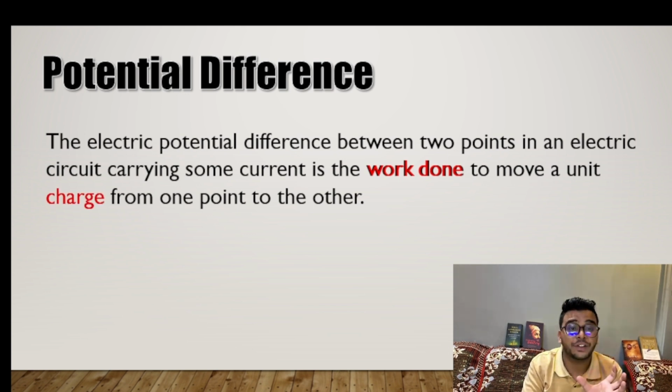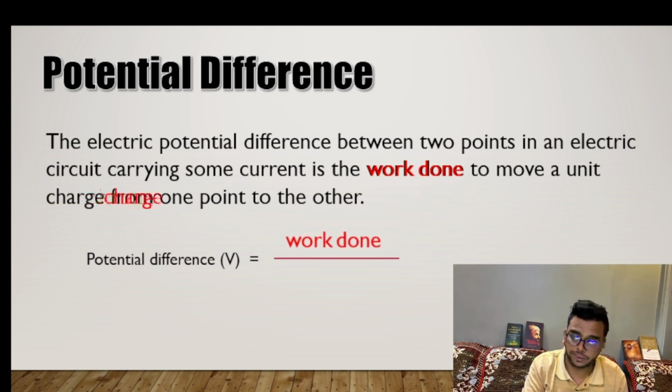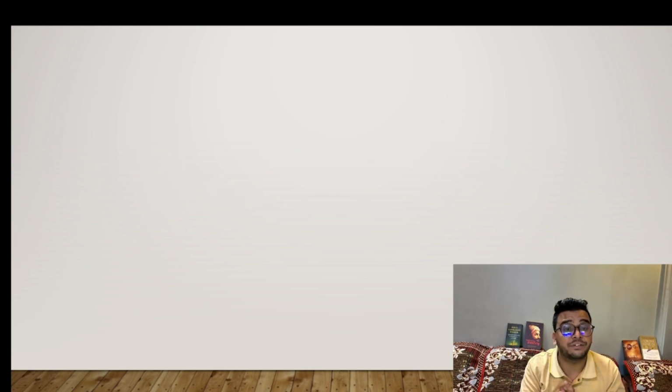So, potential difference has two important terms which can be put in a formula. Potential difference is work done upon charge. Potential difference, which is denoted by V, is work done W upon charge Q. So V is W upon Q. And the SI unit of potential difference is volt, named after the scientist Volta.